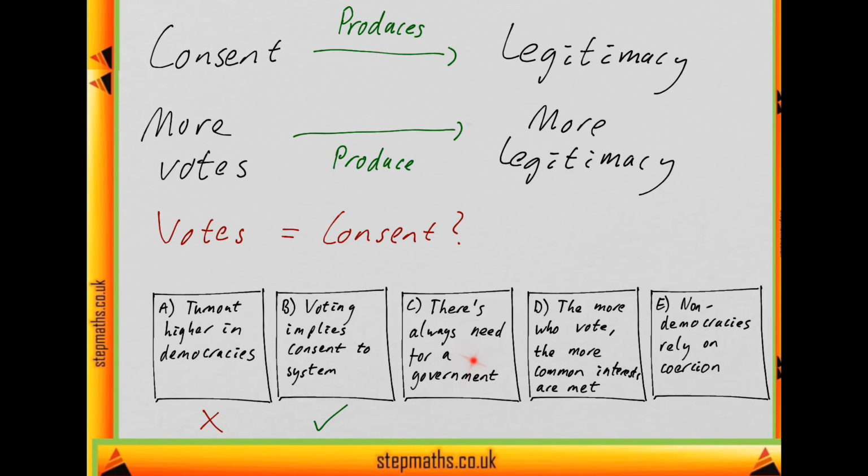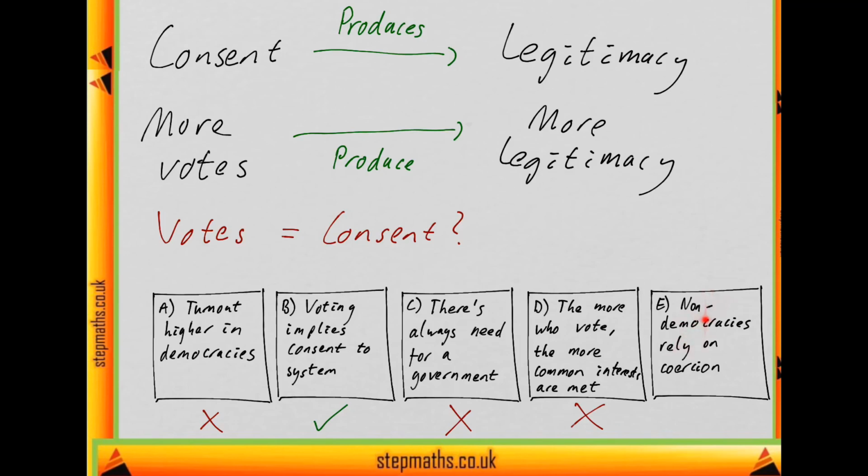C says there's always need for government. Well, the writer's only talking about the case where there is a government and we're looking to legitimise it, so that's not relevant. D says the more people who vote, the more common interests are met. The writer hasn't talked about common interests at all, so this can't be something they're assuming.